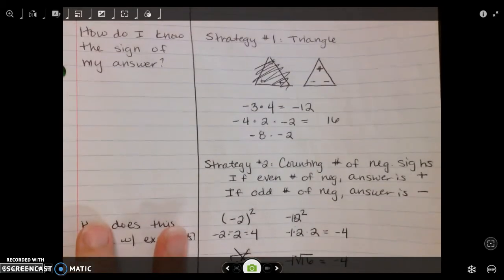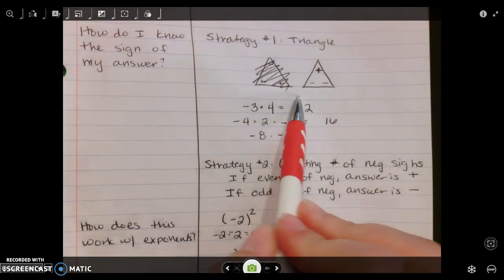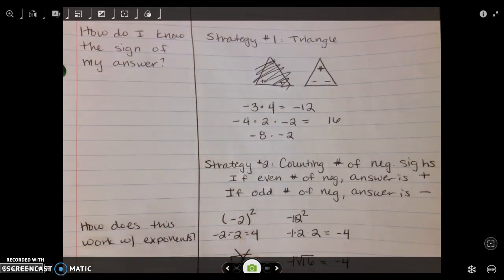The biggest piece here, you can use a triangle, you can count the number of negative signs. No matter what you want to do, the biggest piece is to know, is your answer going to be negative or is it going to be positive? And what strategy would you prefer to use to find that out?